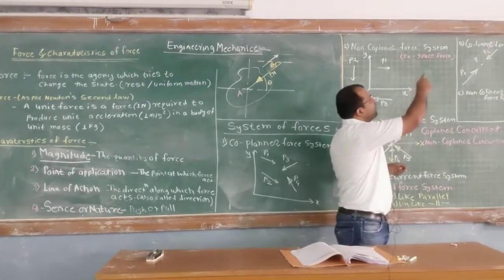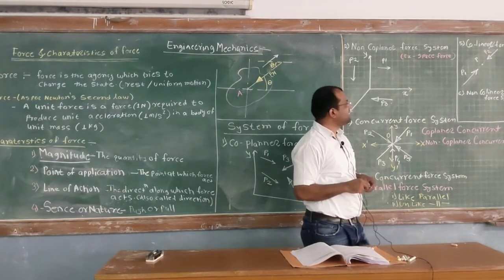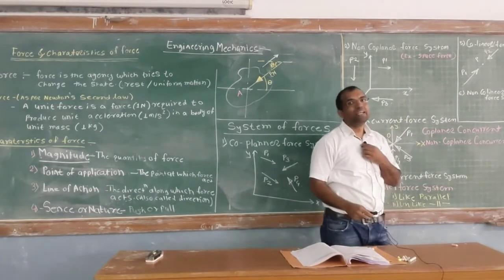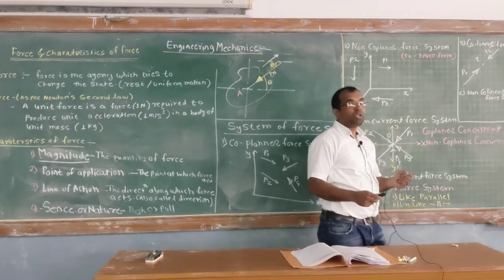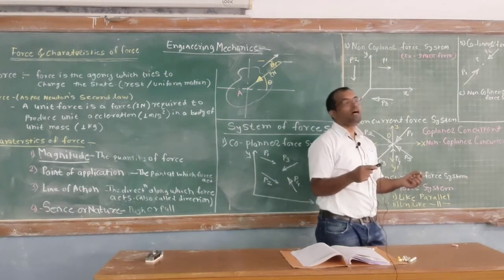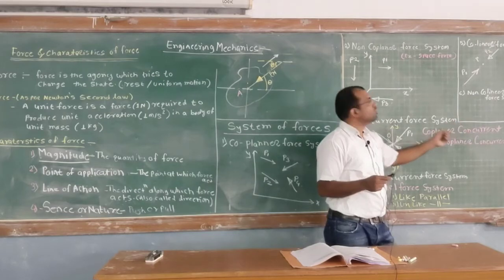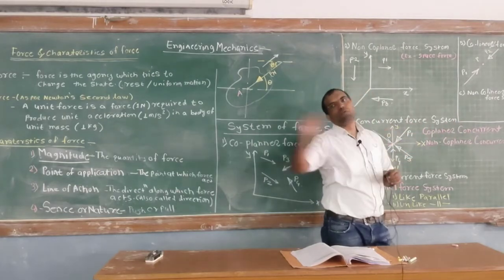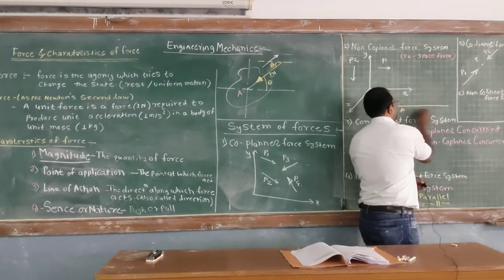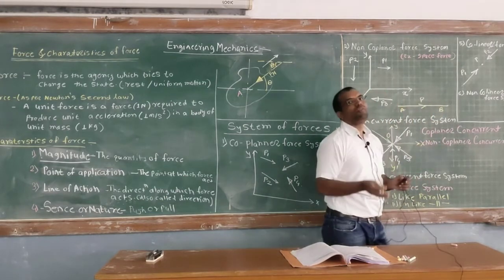In this figure, P1 and P2 are a collinear force system. The last one is the non-collinear force system. If the forces do not lie in the same line of action, or the line of action of the forces is not common, then that type of force system is known as a non-collinear force system. So what is line of action? The line through which the force is acting is the line of action. Let's say this line is AB, and on this line the force P is acting. So AB becomes its line of action.